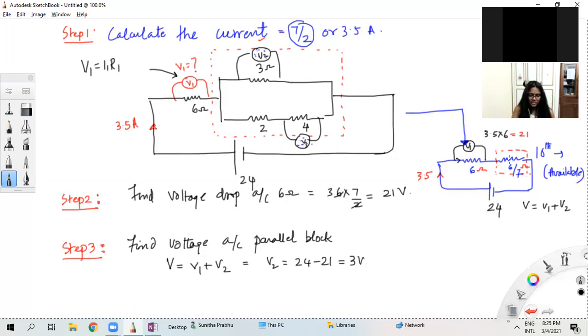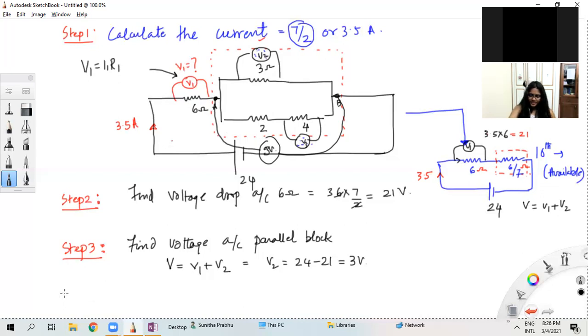So what we are doing is, across this parallel block, I have found out... Supposing I have an entry point into this flow, this is the exit point. This point I will say A, this point I will say B. That means if I connect a voltmeter across this entire block, it will read 3 volts for me. Is it okay?